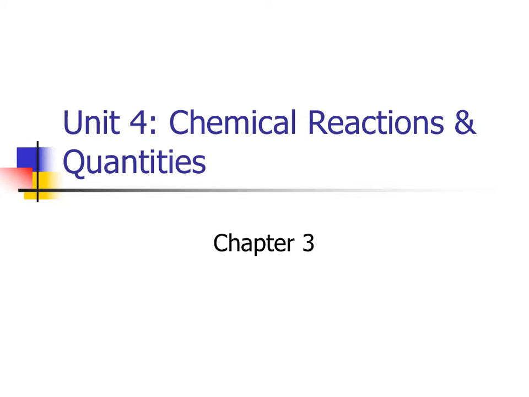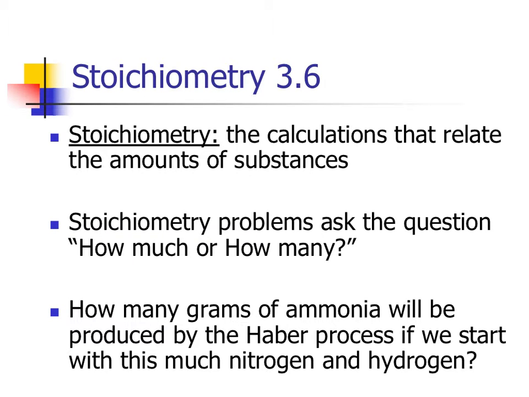So unit four, continuing on, we will bring in some chemical reactions that we've looked at before today, and more specifically, the quantities, continuing the quantities aspect of it. So, stoichiometry, by definition, is just calculations that relate to the amounts of substances. But in all reality, it's just converting. Okay? In all reality, stoichiometry is just converting.